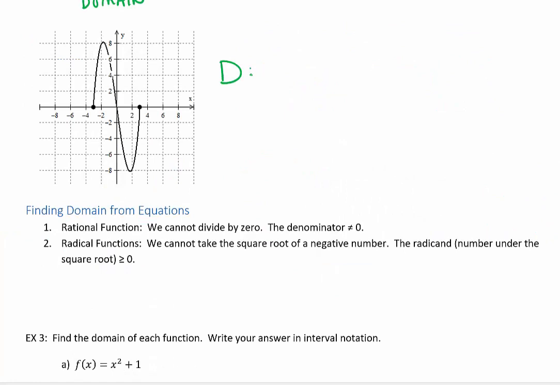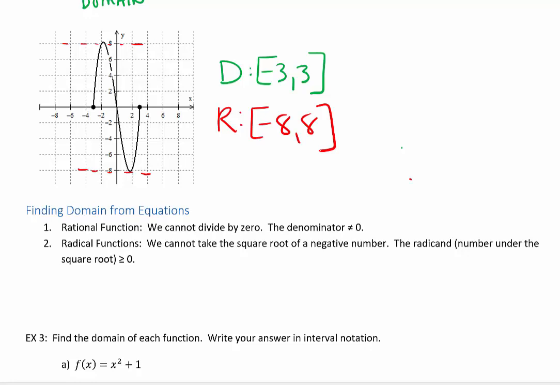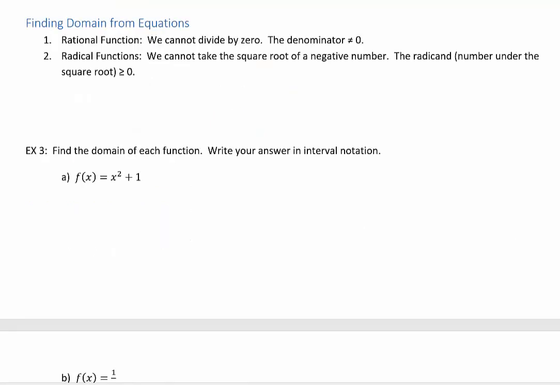Let's do one more graph. Domain is the x's. I read the graph from left to right. The graph starts with an x value of negative 3, stops with an x value of negative 3. The range is the y values. This graph has y values that range from negative 8 to positive 8.